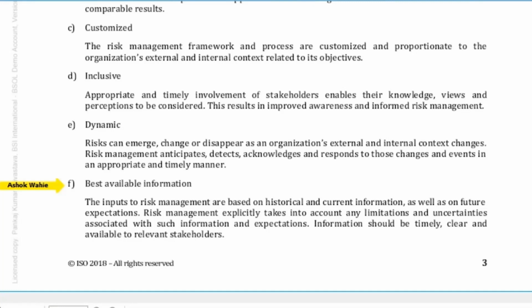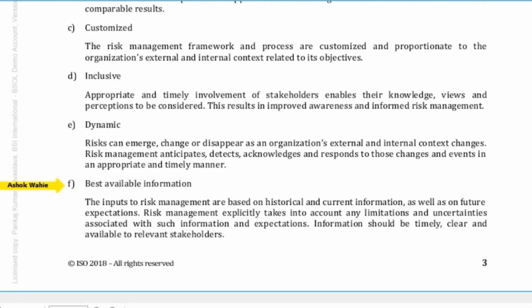So risk management explicitly takes into account any limitations and uncertainty associated with this information. Now, how do I know the integrity, accuracy, completeness, and quality of this information? This information may be fake. This information may be questionable. So I should be clear what the source of this information is. And secondly, this information should be available to me in a timely manner. It should be very clear and concise, and made available to relevant stakeholders.